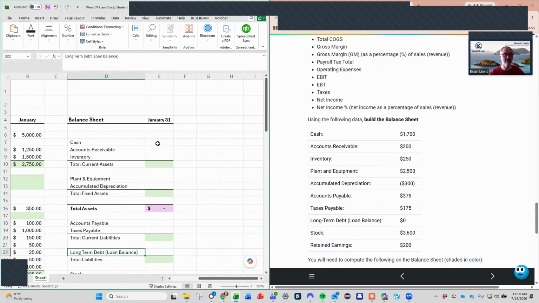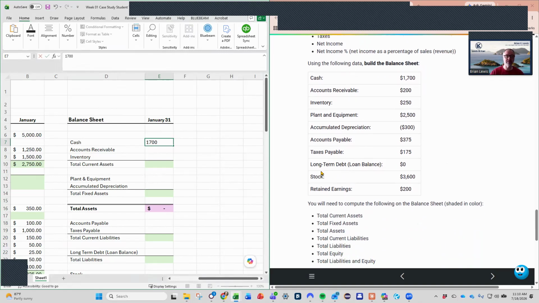All right, so then with your cash, you're going to come over here to the case study. You're going to put in 1,700, 200, and 250. You're going to sum that all together, and you're going to get your total current assets. Your plant equipment is going to be 2,500. Your accumulated depreciation is minus 300, and you're going to sum that too. And voila, they've already got the formula in here for total assets, which is your current assets plus your fixed assets on this deal.